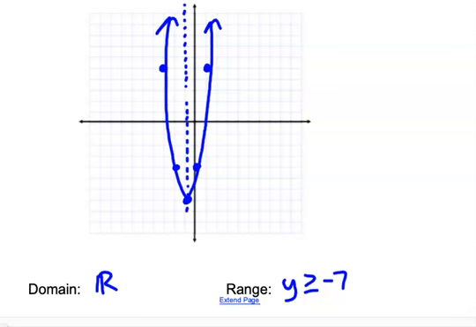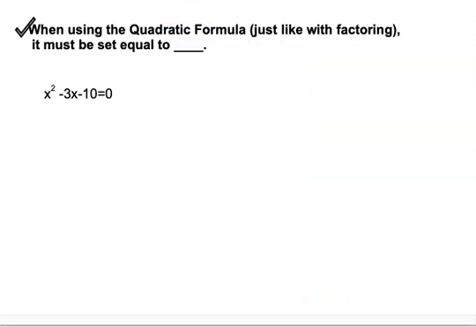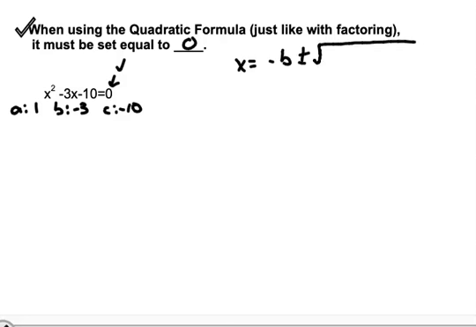All right, let's move on to today's stuff. Just as a reminder, when using the quadratic formula, it must be set equal to 0, just like when we factored, just like we said yesterday. This one is already set up the way that you want it because we do have one side equal to 0. That's exactly what we want. So first thing we want to do is identify a, b, and c. After we do that, we can plug into our formula. Here it is as a reminder again: negative b plus or minus the square root of b squared minus 4ac all over 2a.